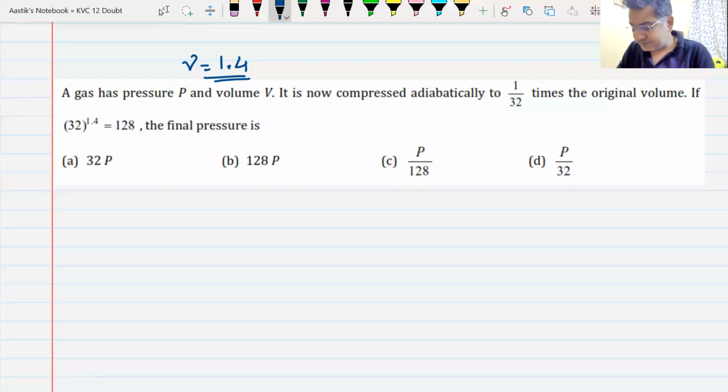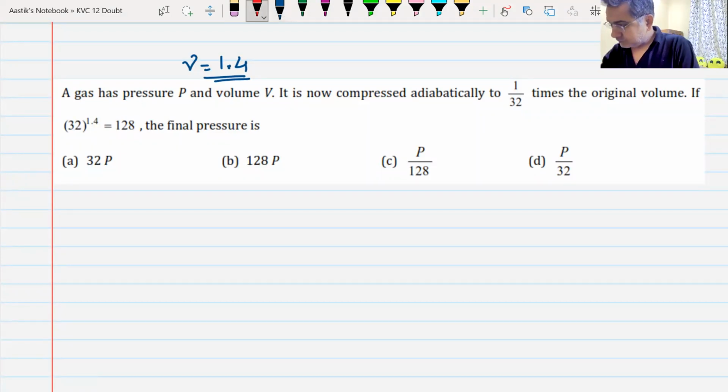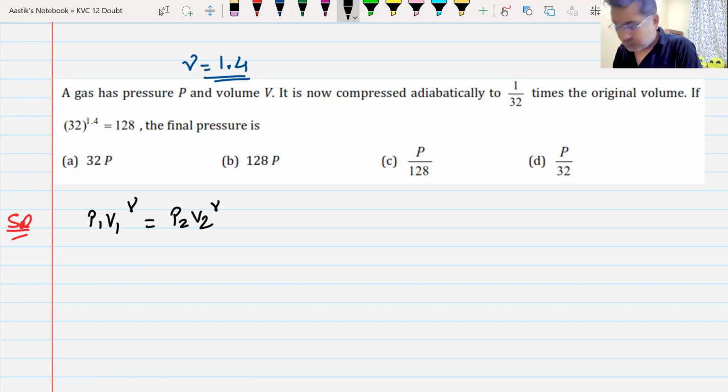Everyone got the answer? Yes or no? Great, Abhiram. Well done. So again, you have to apply the same concept: P1 V1 raised to the power gamma is P2 V2 raised to the power gamma. And once you do it correctly, you must end up with the correct result. Okay, well done. Shall we move ahead?